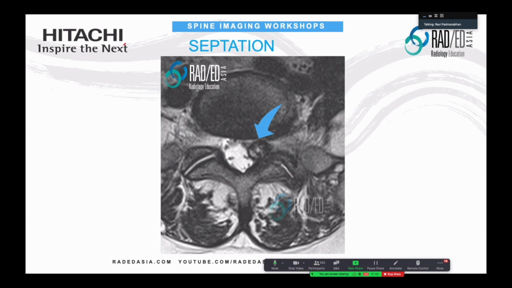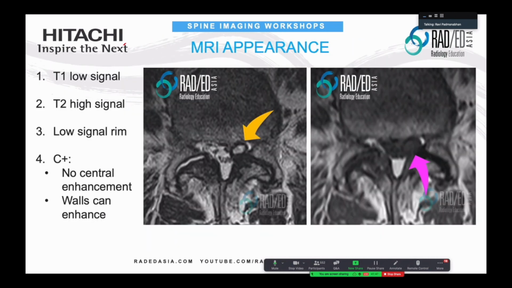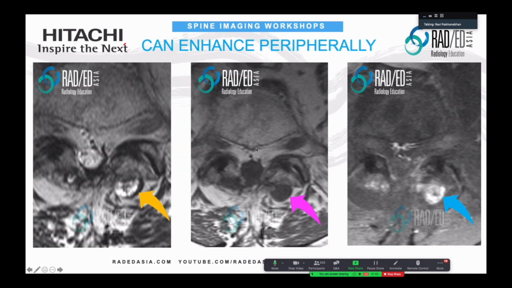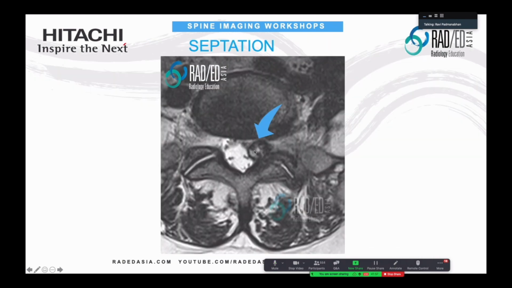Some variations in it: they can be septated. If I go back here, this one doesn't really look septated. There's a bit of heterogeneity in its signal, which is normal. But if we look at this case, we've got septation within the cyst. Again, that can be found. It's not abnormal for the cyst, so this wouldn't be something where you would say, oh, it's got septation, maybe it's tumor. Septation can be seen with cysts.